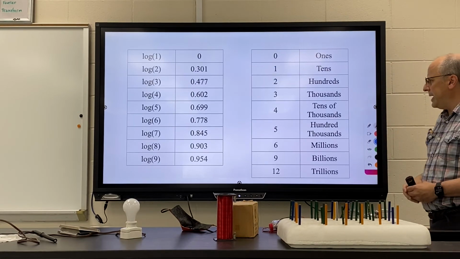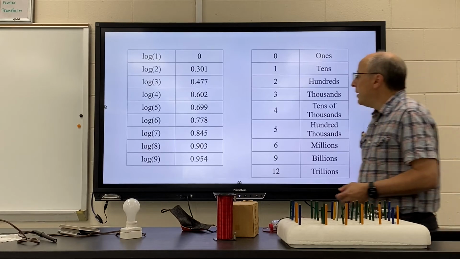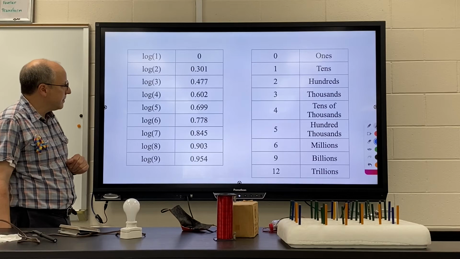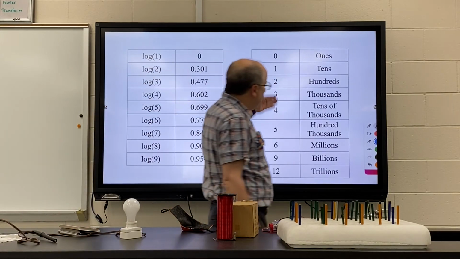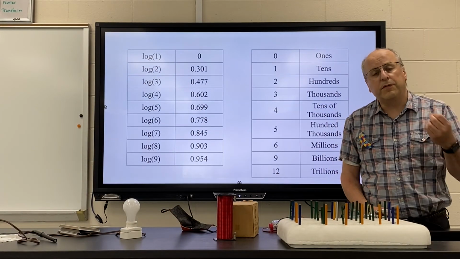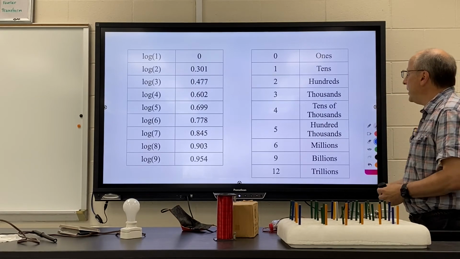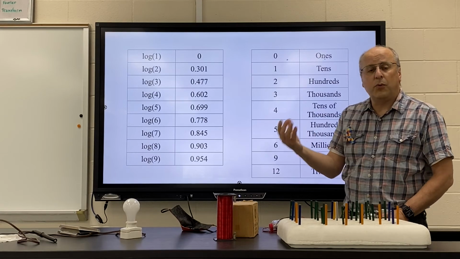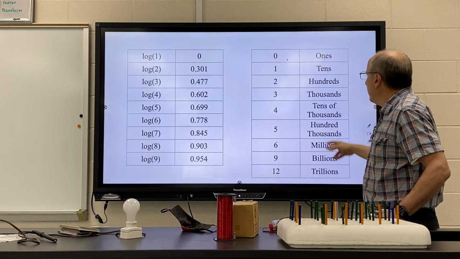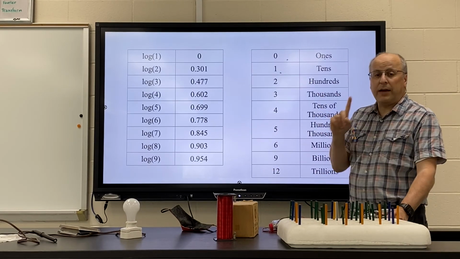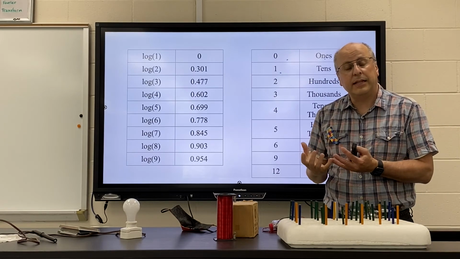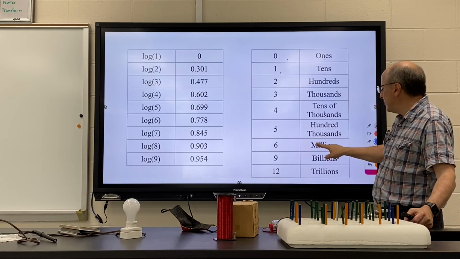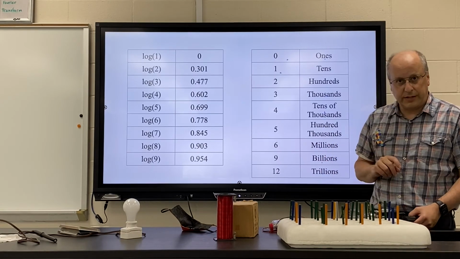Okay, this might be a handy thing to have. The log of each whole number between 0 and 9, and then telling you again what the number in front indicates. So anytime your number in front is a 0, it means your answer is going to be in the ones place. If you have 1, it means you're going to have 1 0, so that's going to be in the tens place. The hundreds, the thousands, the tens of thousands, the millions, the billions, the trillions.